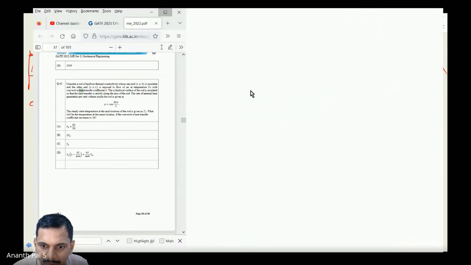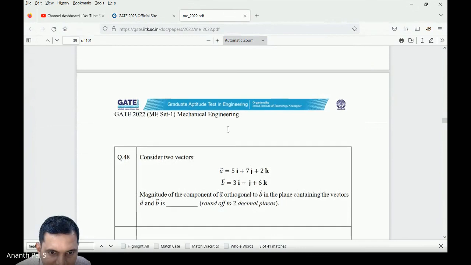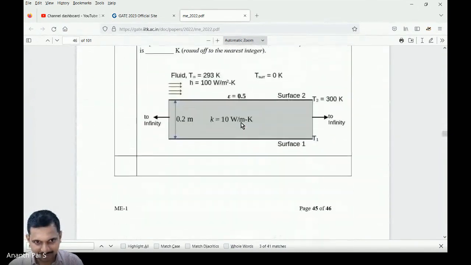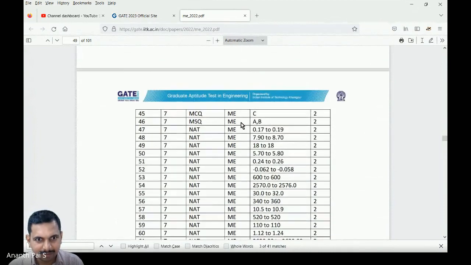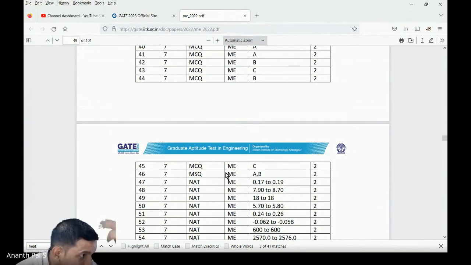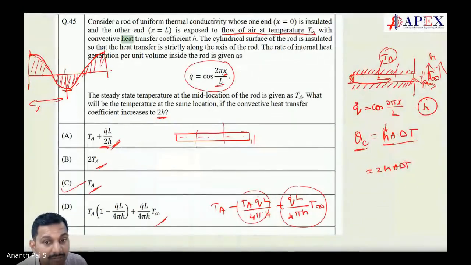Let us see. Question number 45. The answer can never be increased. It's either C or D. It cannot be two times. Now you do not understand why it cannot be two times, is it not? Why is this the wrong answer?